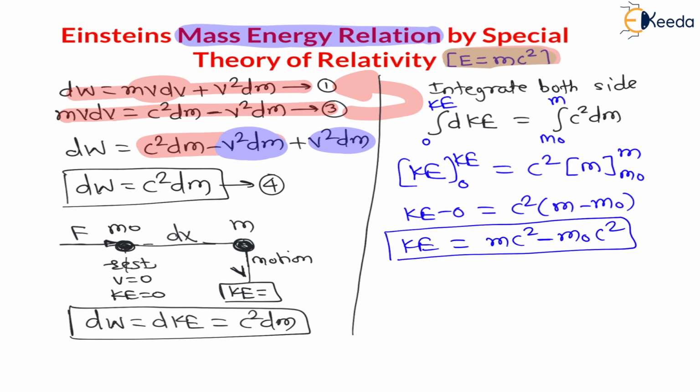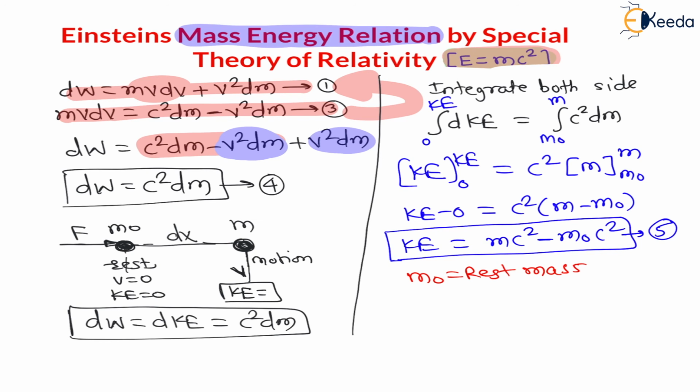My dear students, this is not total energy. This is only kinetic energy. Let us name this equation number 5. This is only kinetic energy. And m0 is what? m0 is rest mass, and c is the velocity of light.